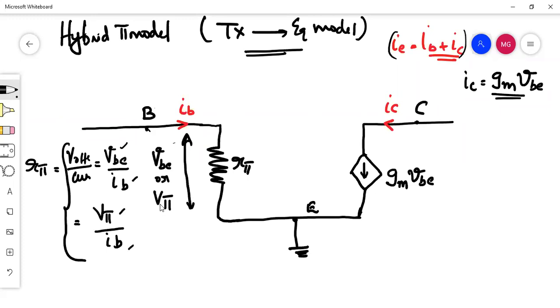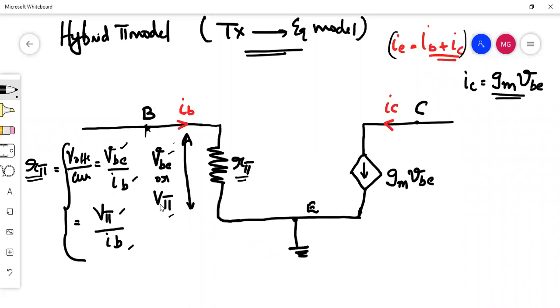That is, R pi represents the internal resistance between the base and emitter, and the voltage across it is represented by VBE or V pi. Hence, I can write R pi equals small VBE by IB or V pi by IB. I think this is clear to you.